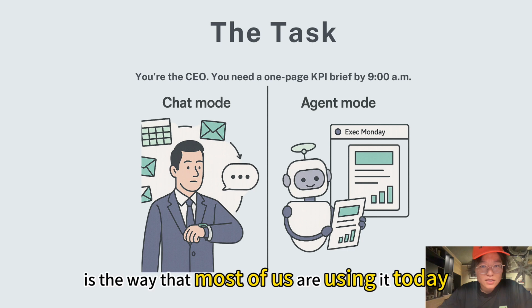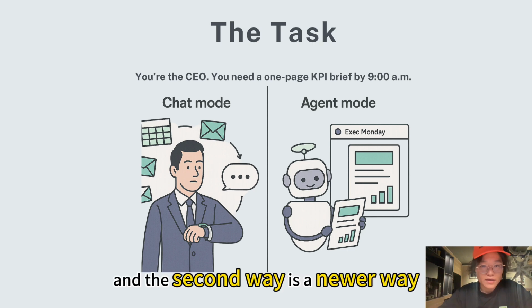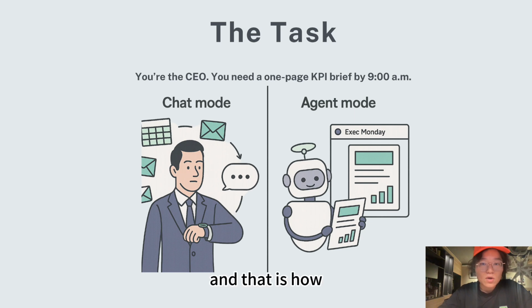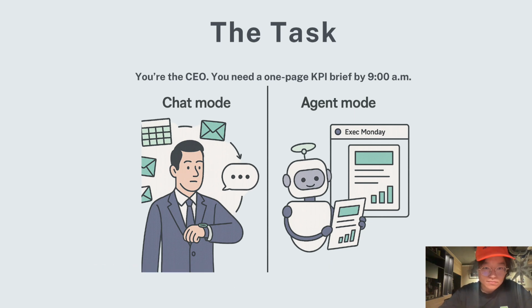The first way is the way that most of us are using it today, using ChatGPT in its chat mode. And the second way is a newer way. It's ChatGPT in agent mode. And that is how I help you guys to understand what is an AI agent.